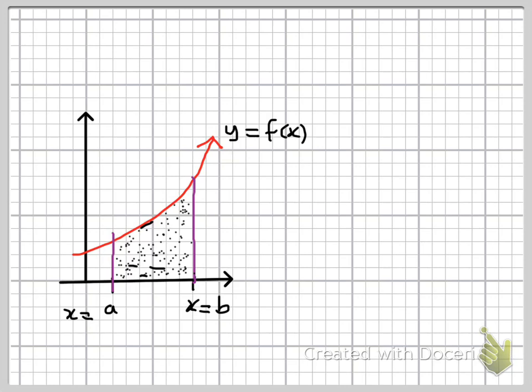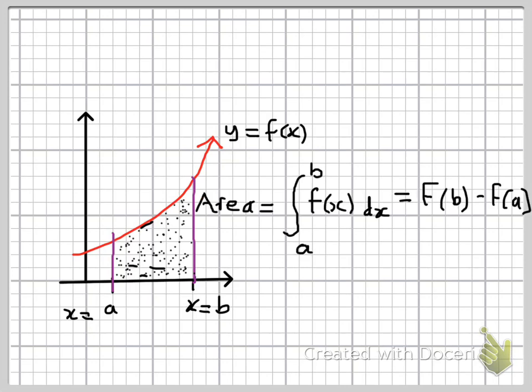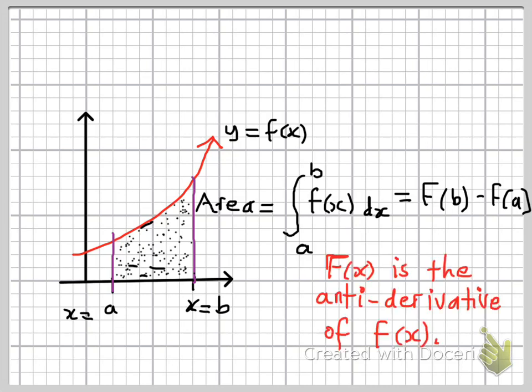To find the exact area in that space will be to do an integral. So the area is the antiderivative of the function between a and b. That's what I've written here. And that turns out to be capital F of b minus capital F of a, where capital F of x is the antiderivative of little f of x. We saw that notation in the first two lessons that we did on antiderivatives.